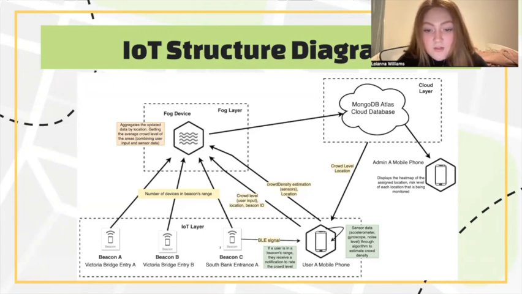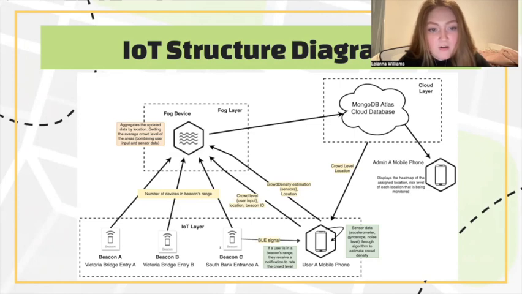Furthermore, the user's mobile device collects sensor data such as accelerometer, gyroscope, and the noise level, and that will be put through an algorithm to estimate the crowd density. This estimated crowd density from the sensors, as well as the user's location, will be sent through to the FOG device. On top of all of that, every single beacon collects the number of devices in that beacon's range, and they send that number through to the FOG device.